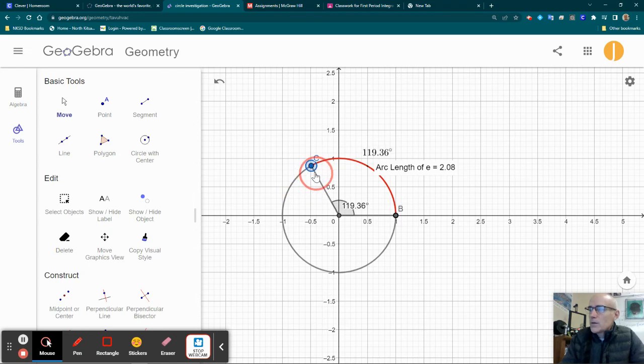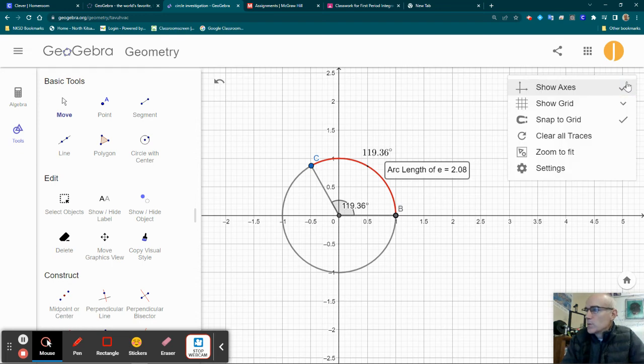Because it has arc length. Arc length is definitely something I can do over here in the tools. I can measure the arc's length. That's the distance from B to C. But what I want you to notice is I'm about ready to change units right now. And I want you to do the same thing on GeoGebra.